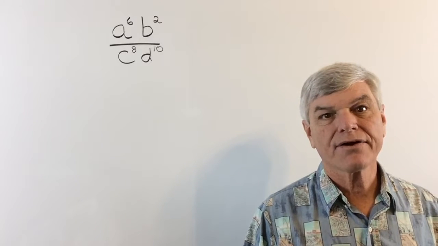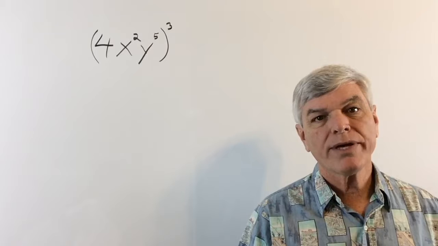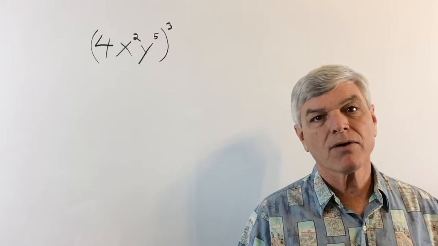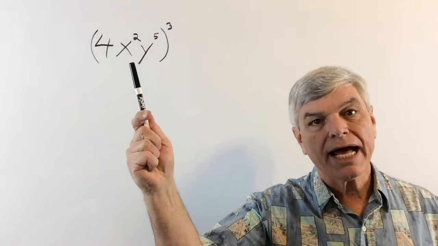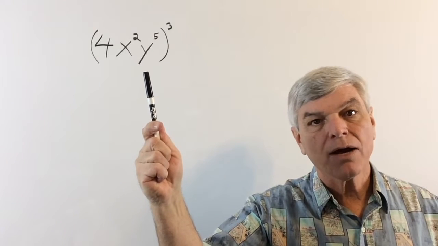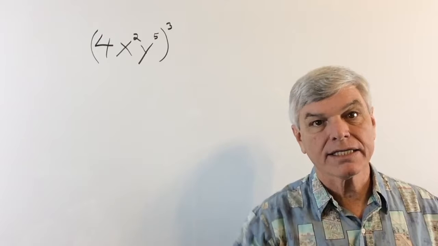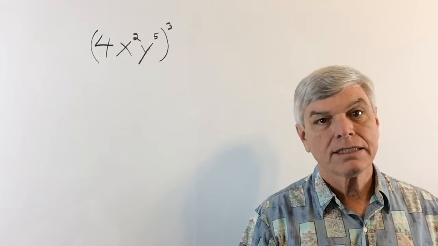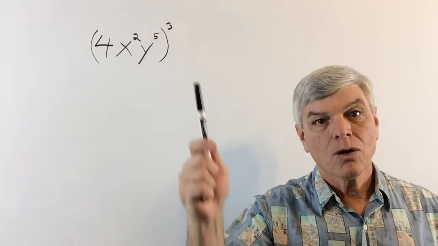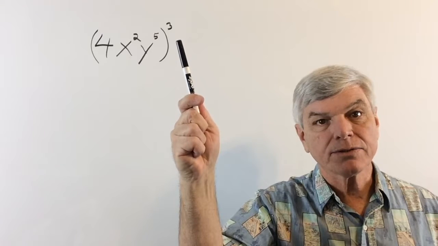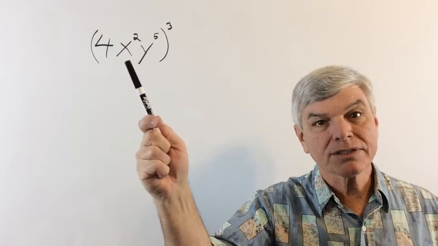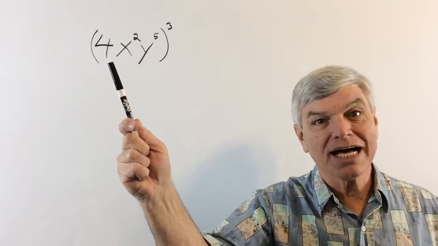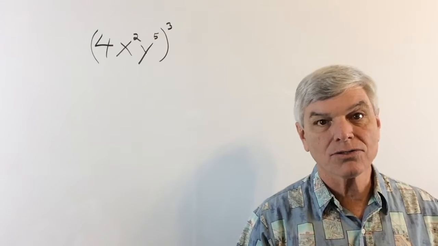Now let's try another. Okay, when we cube this, that is to bring it to the power of 3, we're going to have 4x6 and y to the 15th. Correct? No. What does that 3 apply to? What are we going to cube? Just the variables? No, it applies to the coefficient also.